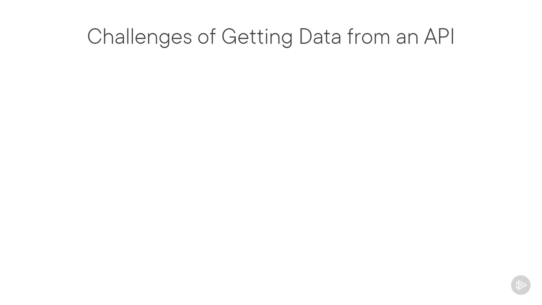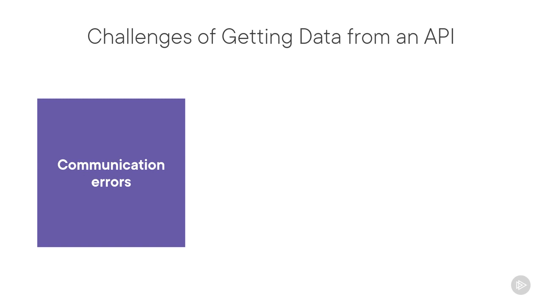There are three main challenges when a web app talks to an API. The first challenge is about communication errors. Many things can go wrong when talking to an external API. The API might be temporarily down, or the network connection might break.